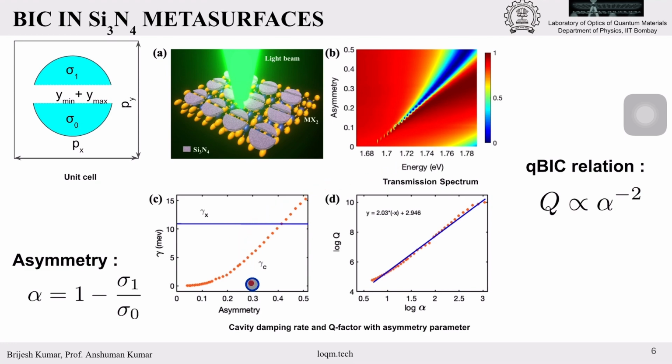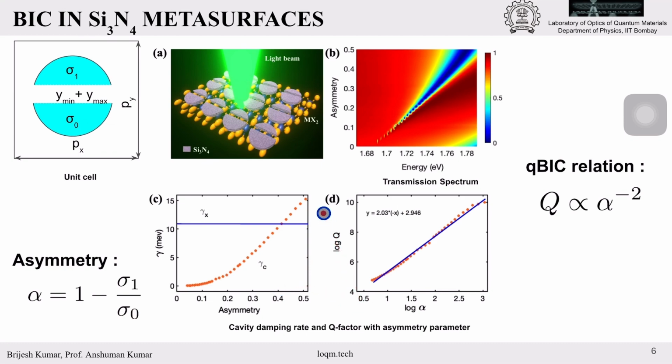If we plot this gamma as a function of the asymmetry parameter, this gamma is calculated by Fano fitting of this reflectance spectrum calculated in COMSOL, and this gamma x is the line width of any exciton. It may be WSe2. Here we plotted this gamma x for WSe2. So if we want to study the coupling between WSe2 and this metasurface cavity, we have to choose these asymmetry parameters and so on.